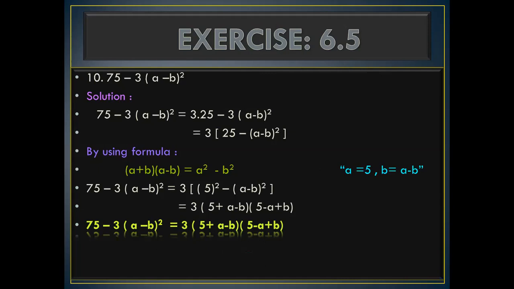Now we take 3 common. 25 is left from the first term, and (a minus b) whole square is left from the second. Now, according to our question, 25 is the square of 5, and (a minus b) whole square is definitely the square of itself. So a is 5 and b is (a minus b). Now we put the values in a plus b into a minus b: 5 plus (a minus b), and then 5 minus (a plus b).